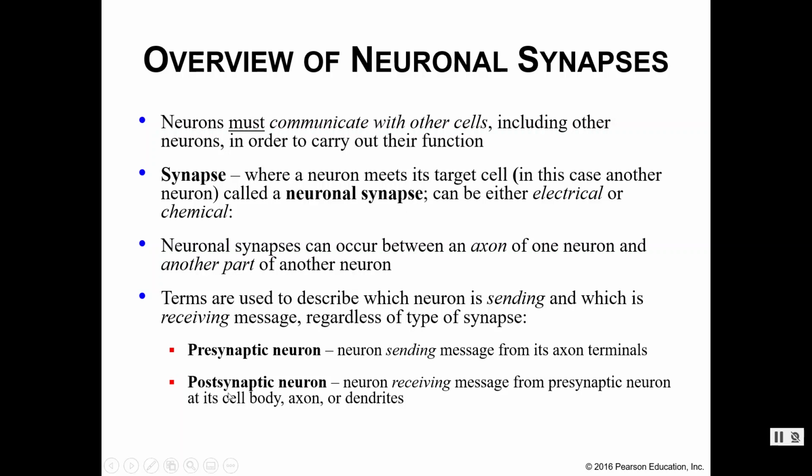So presynaptic, postsynaptic: pre before the synapse, post after the synapse. The presynaptic neuron is sending the message to the postsynaptic. The postsynaptic neuron is receiving the message. We could be receiving that message on the cell body, the axon, the dendrite, really anywhere along the postsynaptic neuron. But the presynaptic neuron is sending the message down the axon, and it'll hit the axon terminals.